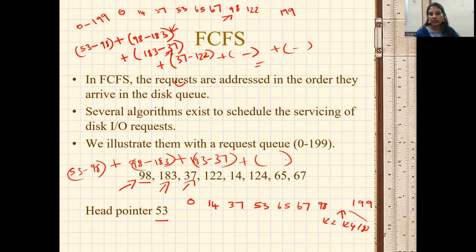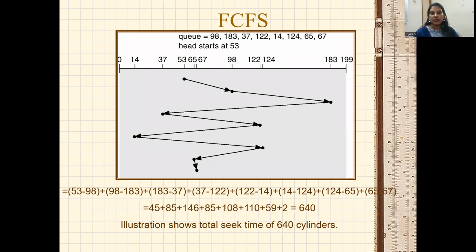So you're going to follow this. You're going to subtract, and then finally you summarize and find the answer. So this is how first come first serve works. You can see the illustration here, from 0 to 199, with your queue here and your head starting here. It has all been calculated, and you add it up to find the total seek time, which is given as 640 cylinders. So this is your first come first serve.